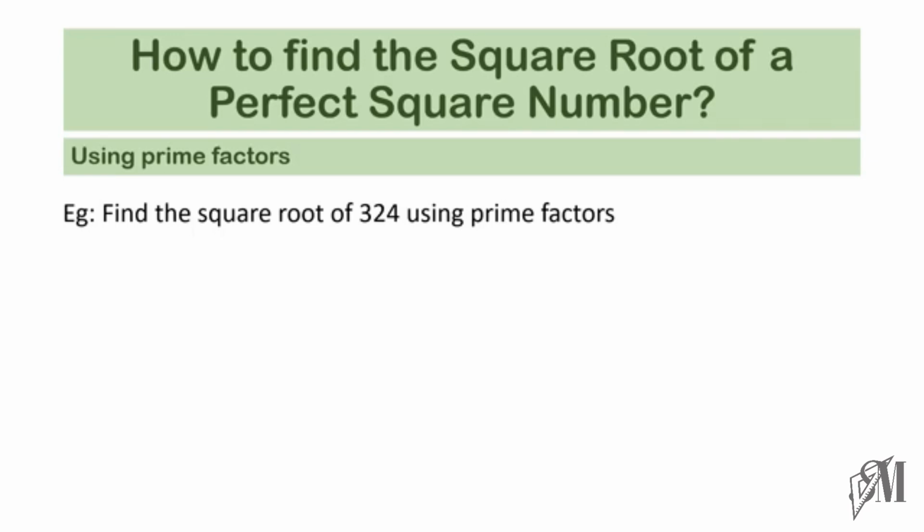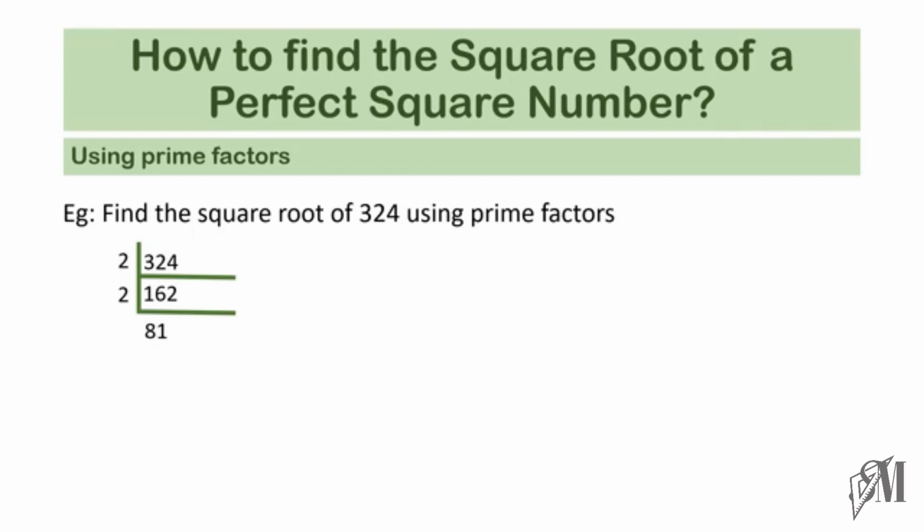What we do is we find the prime factors of 324. It is very simple. We have to divide 324 by prime numbers until you get 1. So here we start. 324 can be divided by 2 and this is the answer 162. Once again it can be divided by 2. So once again we divide it by 2 and you get 81.